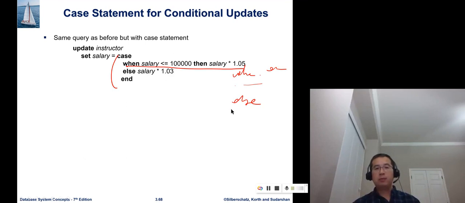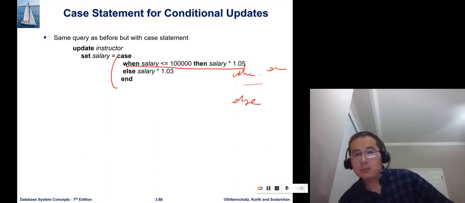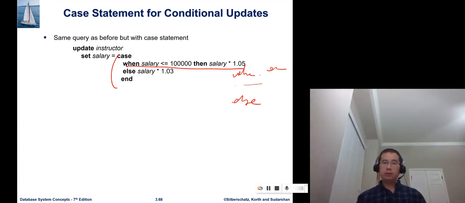Okay, so this is the idea. For this one, there's no confusion, okay? Because you only scan one time. If it's less than 100K, increase by 5%. If it's else, that means it will be 3%.